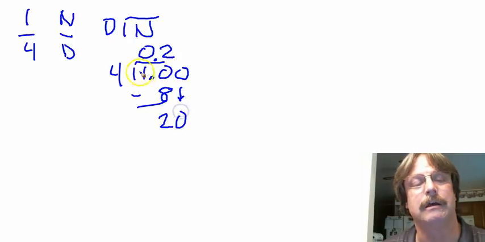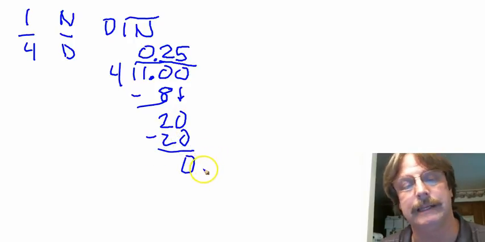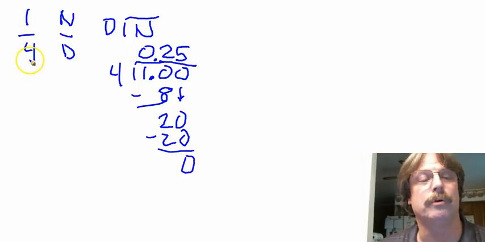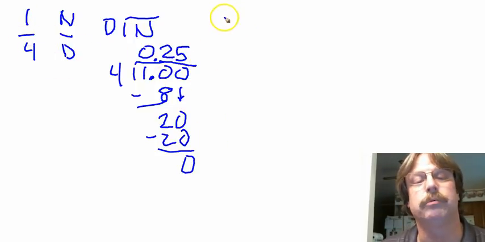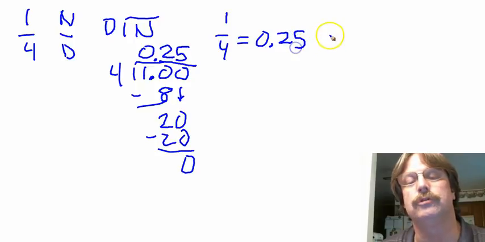I bring that down. 4 can go into 20 5 times. Again, from our math facts, 4 times 5 is 20. And I'm left with 0, so that's a terminating decimal. So 1/4 is equivalent to 0.25. So we've gone ahead and created from fraction to decimal. The next step, though, is that we need to take the decimal to percent.